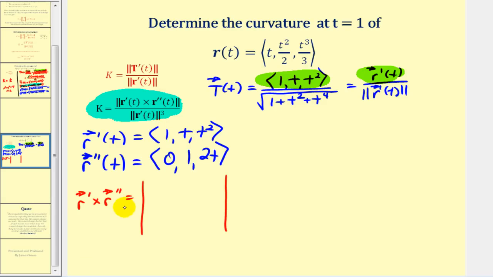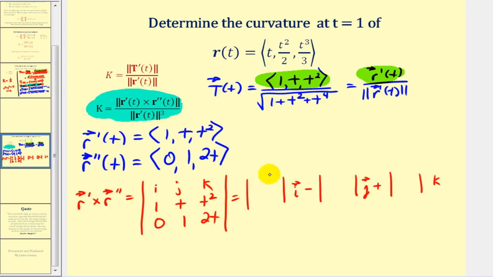Remember, this cross product would be the vector formed by the 3 by 3 determinant, where the first row is i, j, k. The second row would be 1, t, t squared. Third row would be 0, 1, and 2t. So this first 2 by 2 determinant will be formed by eliminating row 1 and column 1. So we'll have t, t squared, 1, and 2t. Here we're going to eliminate row 1, column 2, so we'll have 1, t squared, 0, 2t. And here we'll eliminate row 1, column 3, we'll have 1, t, 0, 1.